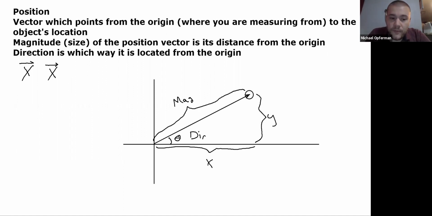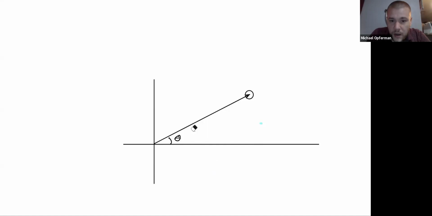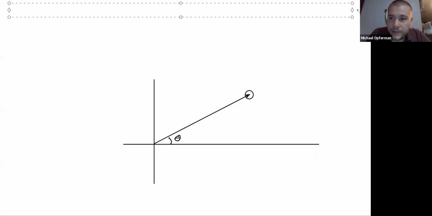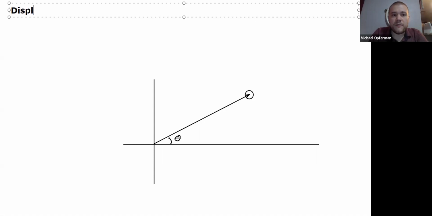Okay. Now, a closely related concept is called the displacement of an object. And this is one that's actually going to be more practical a lot of the time for us. So the displacement of an object.